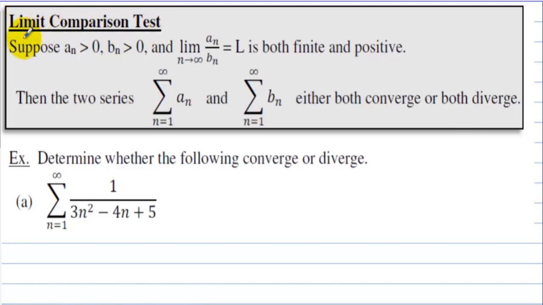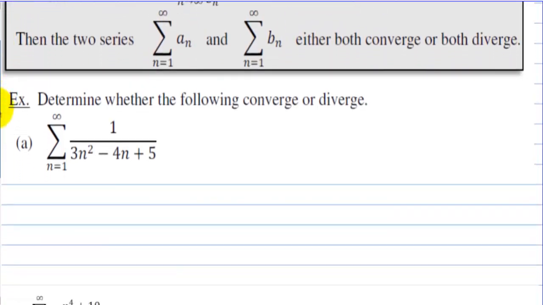Limit comparison test. Suppose a sub n is greater than 0, or positive, and b sub n is greater than 0, or positive. And the limit as n approaches infinity of a sub n over b sub n is equal to L and is both positive and finite. So in other words, when we do the limit of a sub n over b sub n, we get a value that's positive and finite. And finite meaning we just get a positive number. Then the two series a sub n and b sub n, they either both converge or they both diverge.